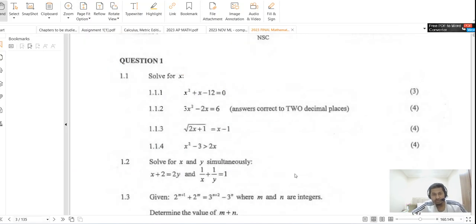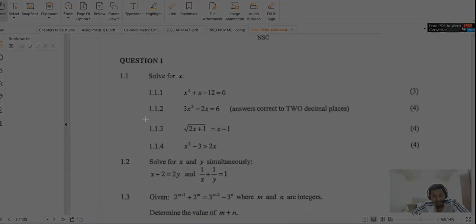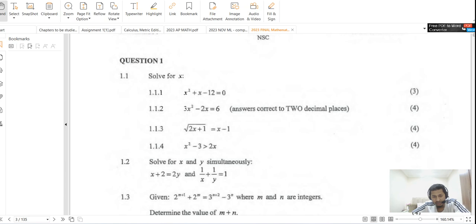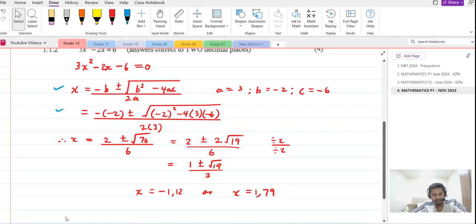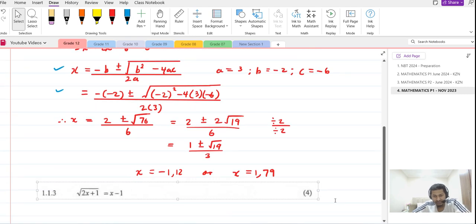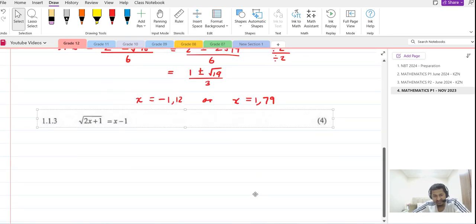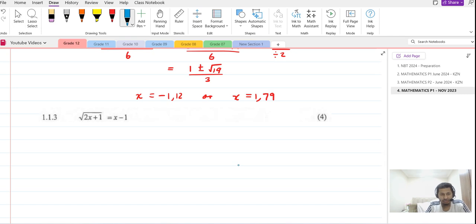Anyways, continuing on to the next question, we have a nice third equation, 1.1.3. Now how do we solve this third equation? So you keep the surd on one side and variables on the other side. Make sure to do the restriction. You know the square root of anything is always positive, so we know x minus 1, the restriction, is always greater than or equal to 0. So x is greater than or equal to 1. So we can only choose answers for x that are greater than or equal to 1.